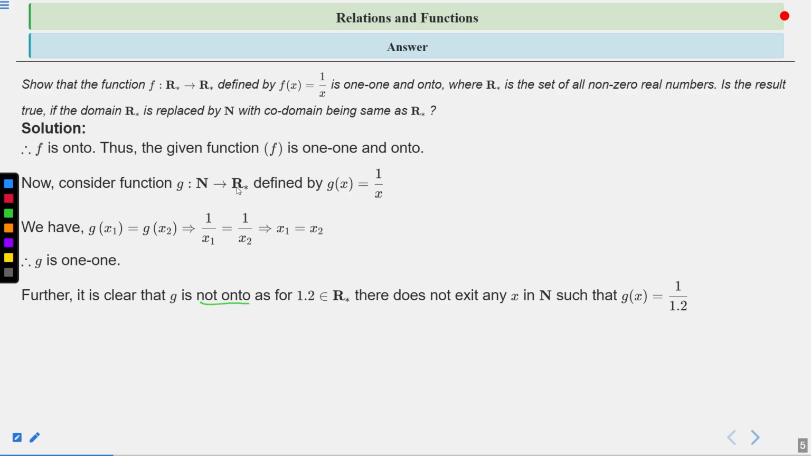You know 1.2 belongs to the codomain set. Yes, but there does not exist any element from the domain set such that g(x) = 1/1.2. Clear? We do not have any pre-image for this element. So not onto. Hence the function g is one-one but not onto. So the result is not going to be the same. I hope the solution is clear to you.